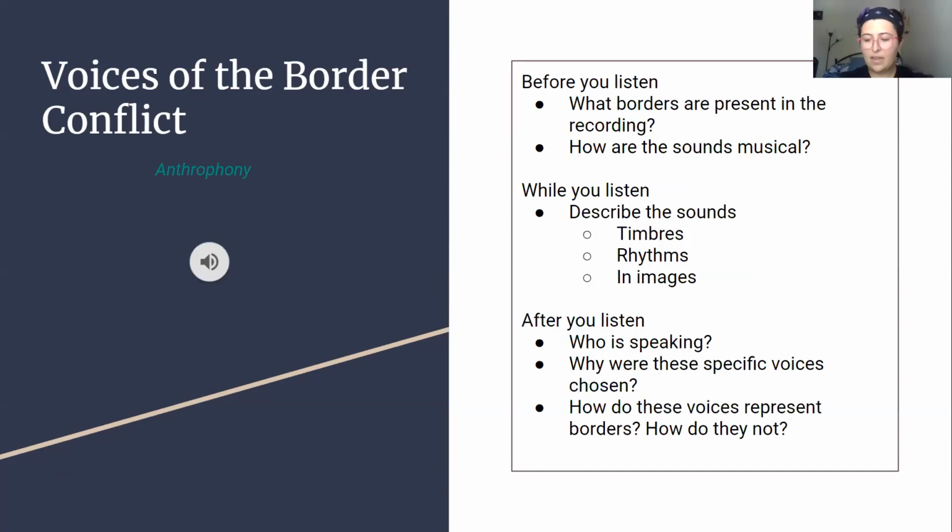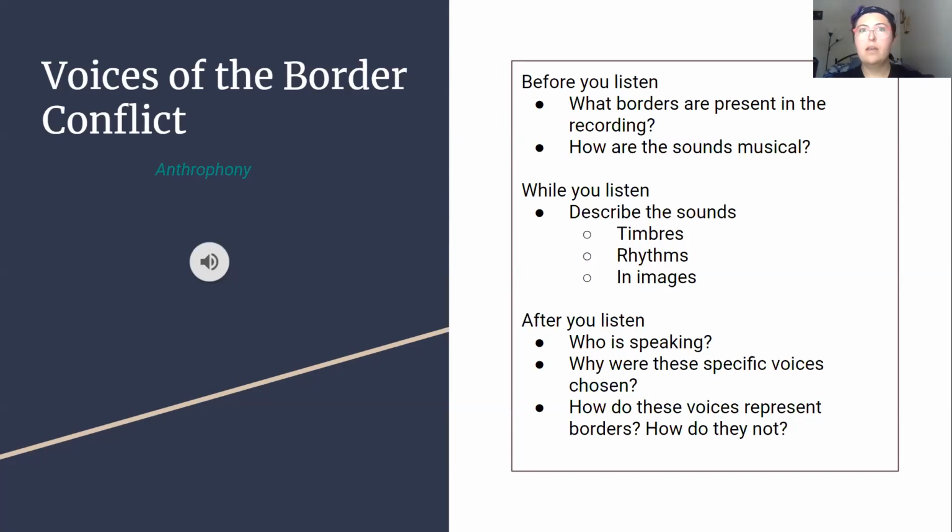So as the title mentioned, we're going to be talking about the sonic footprints in the borderlands. This is specifically pertaining to the borderlands between Arizona in the United States and Mexico. And so before you listen, I want to encourage you to think about what borders are present in a recording.